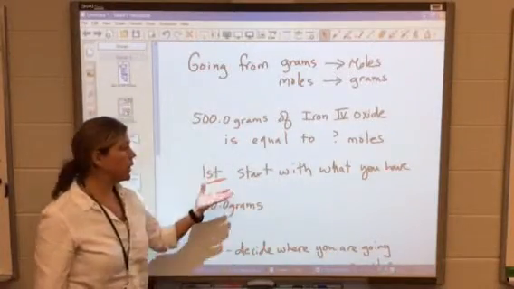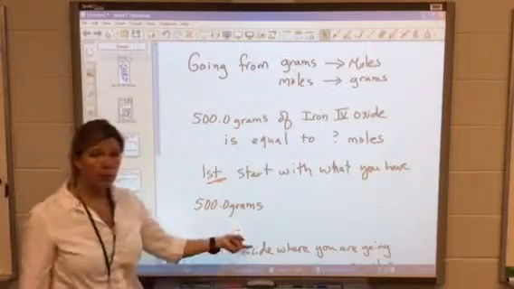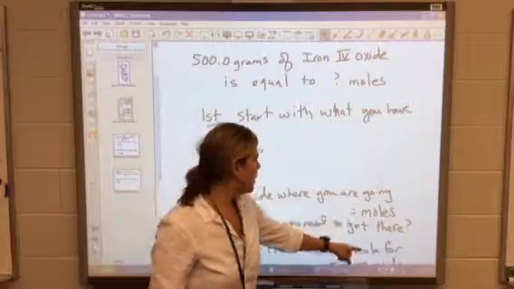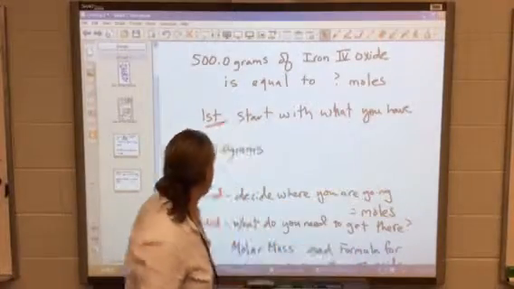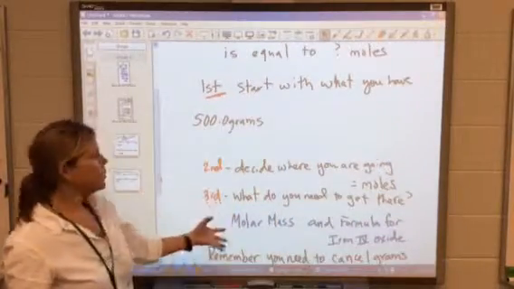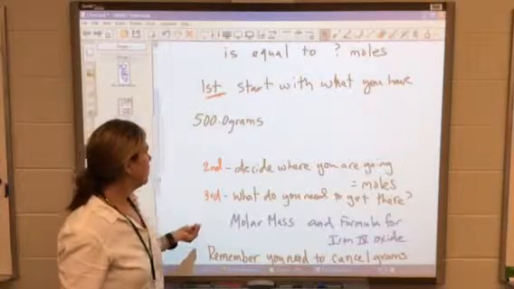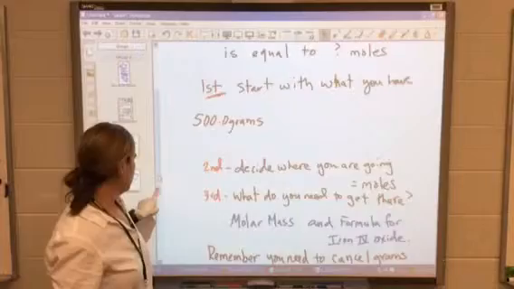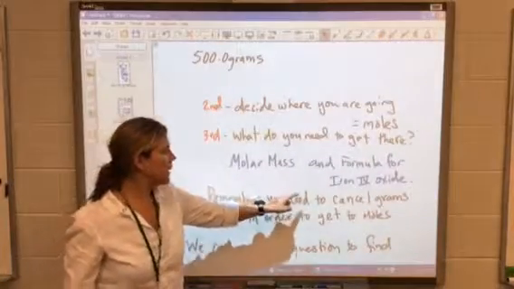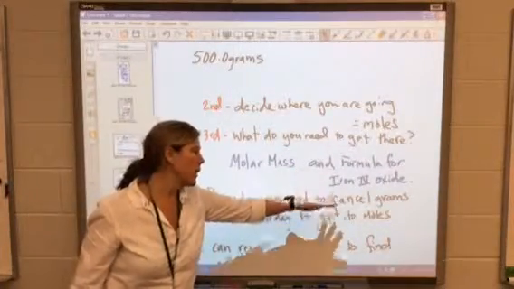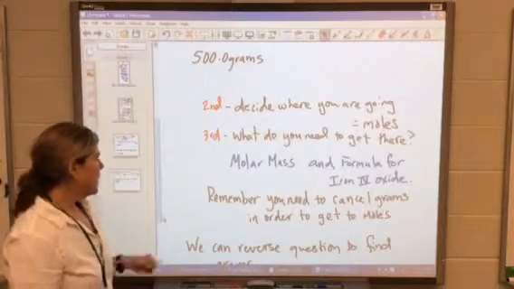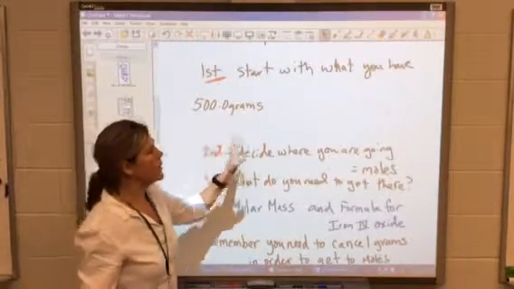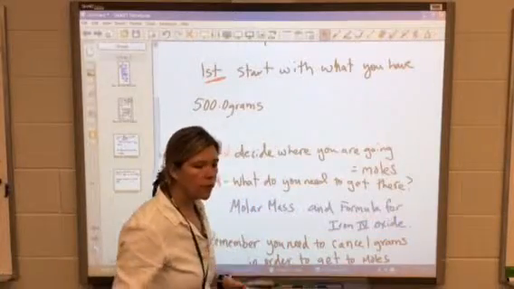First, you need to start with what you have. You have 500 grams. Second, decide where you're going to go. We're going to go to moles. Third, what do you need to complete this? Well, we know, since we have grams here, that we're going to need molar mass. So for this, we need molar mass, and we need the formula for iron 4 oxide. Remember, what we're trying to do is cancel out grams and get to moles. So let's work this problem out.